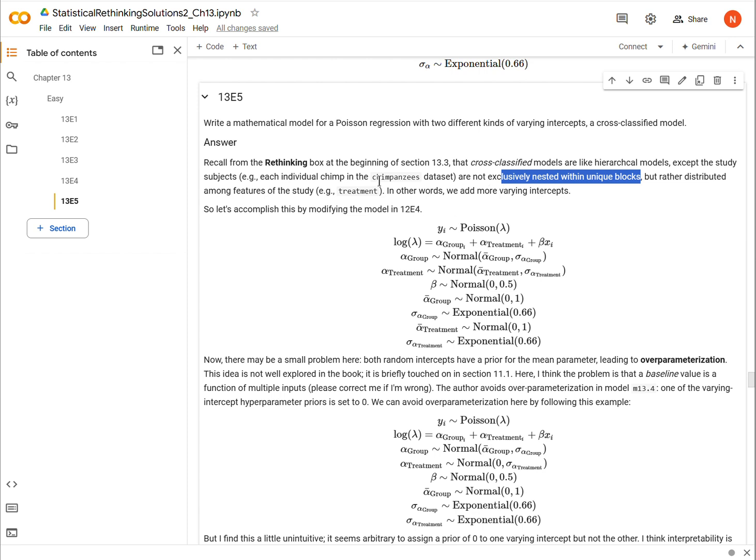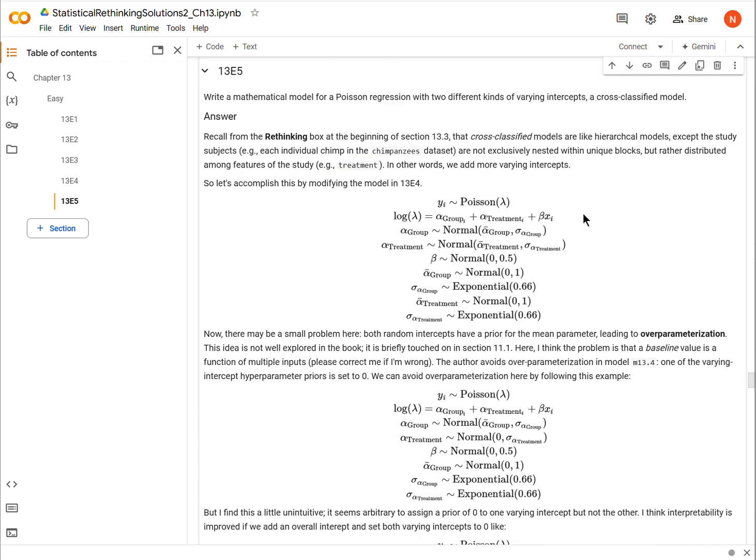So you remember from the chimpanzee data set example that's been used in this book, each turn, each outcome of a lever pull, was being classified by both treatment and the chimpanzee and what other thing? The condition, right? And so each unique turn is being classified by several things. So it's being cross-classified, I guess, is where the term comes from. So we're meant to do that with a Poisson model.